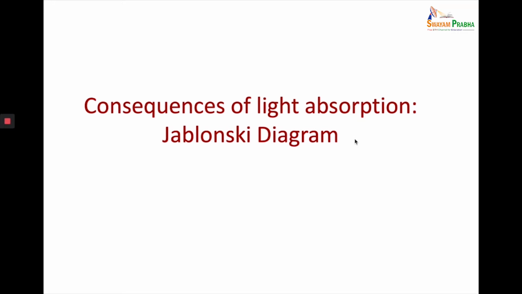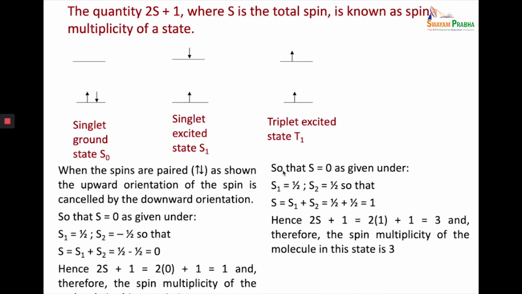In order to understand this diagram, it is necessary to define some terminology. Most molecules have an even number of electrons. Thus, in the ground state, all the electrons are spin paired. The quantity 2s plus 1, where s is the total spin, is known as the spin multiplicity of a state. When the spins are paired, as shown in the figure, the upward orientation of the spin is cancelled by the downward orientation, so that s is equal to 0.